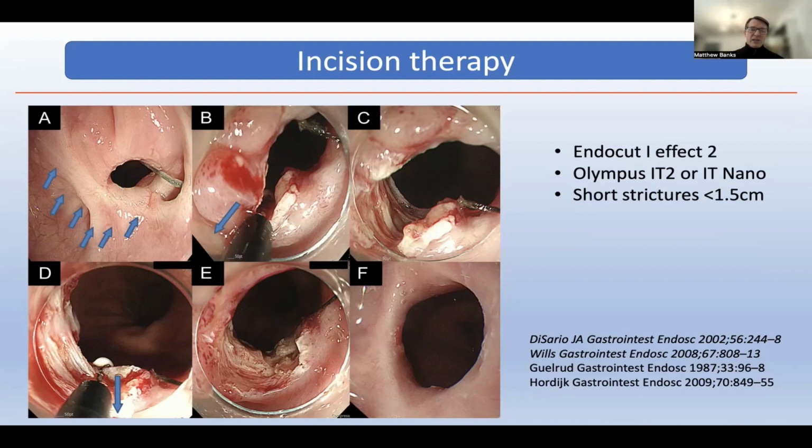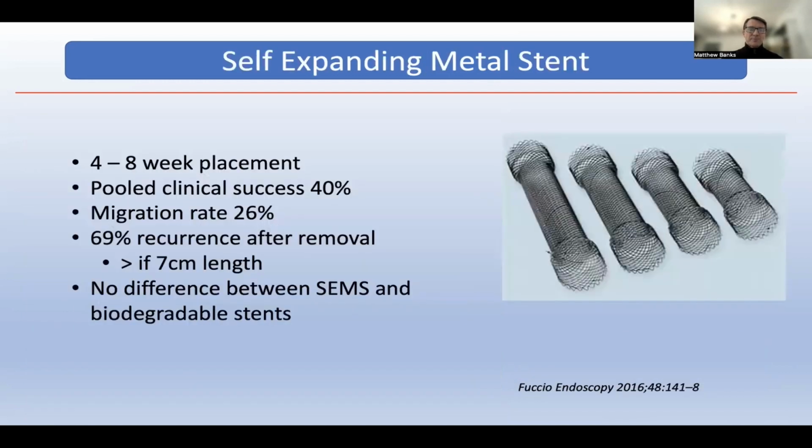If the stricture is any longer than 1 centimeter or 15 millimeters, then you can't really do incisional therapy. And finally, if the incisional therapy fails or the stricture is too long and complex to use incisional therapy, then consider a self-expanding metal stent.